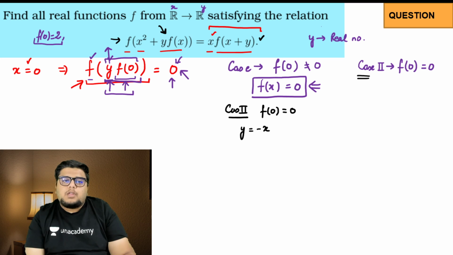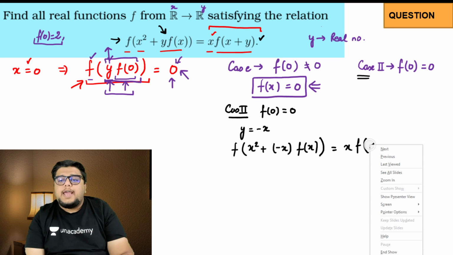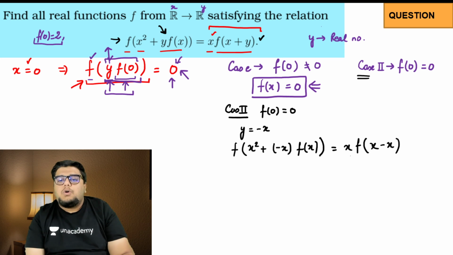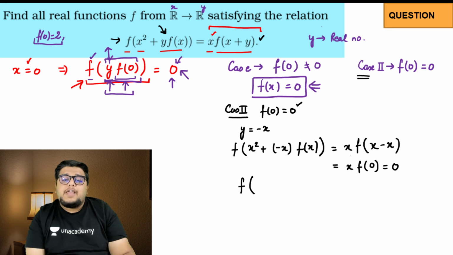So what happens? I get f of x square plus y, y is minus x, and then we have f of x. And on this side, we have x times f of x, and what is y? Y is minus x. So on this side, we get x times f of 0. And the case was that f of 0 is 0, so this basically becomes 0. So this side we have f of x square minus x times f of x, and on this side we have 0.